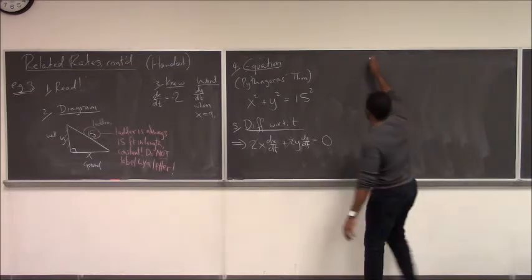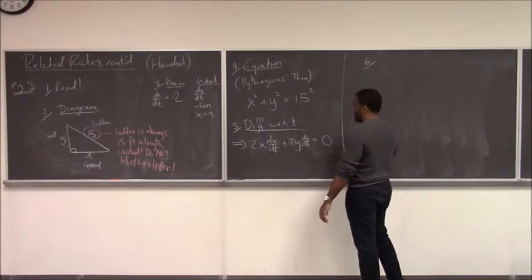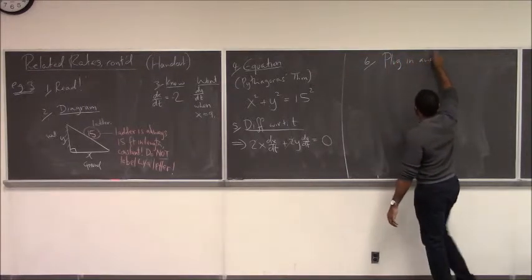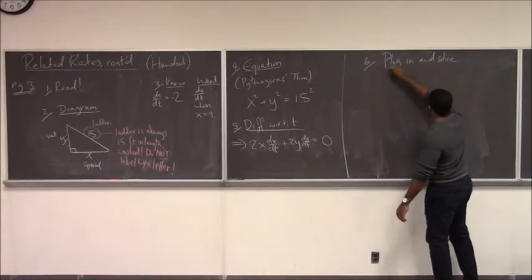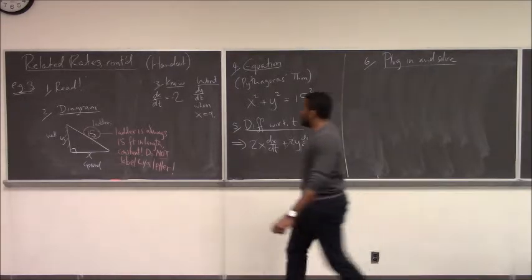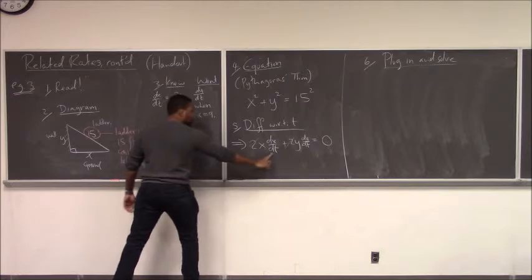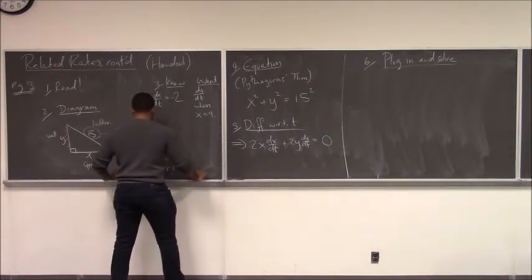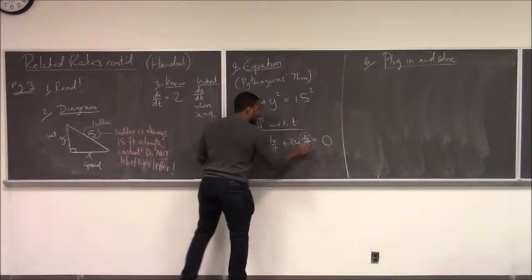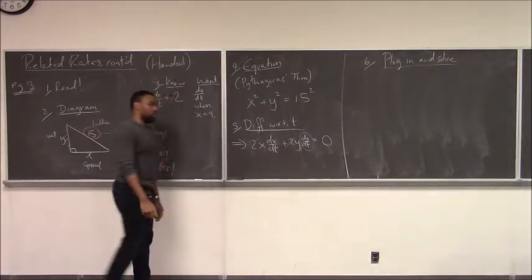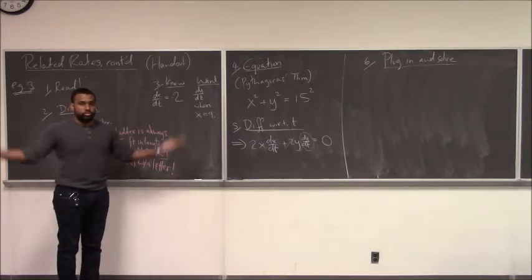But now we start to move on to step 6. Step 6 is going to be the phase where we plug in and solve. Okay, so what do we know now? We know dx dt is 2. We know x is 9. This is the guy I want to find, dy dt. We know y. Oh wait, we don't know y. What's y?